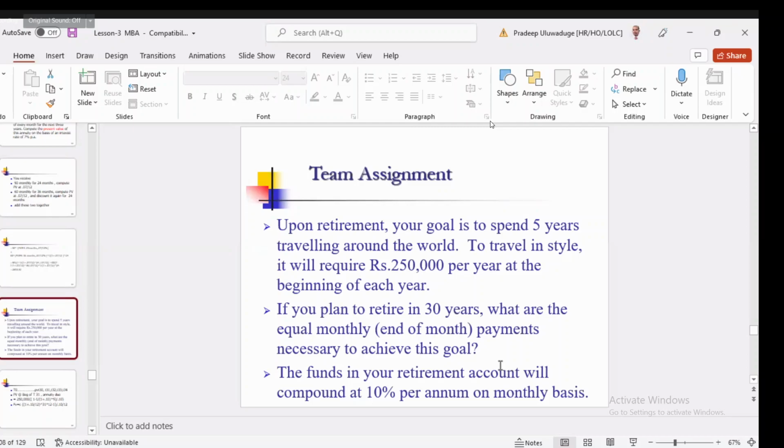Now, how are we to find out? First of all, we must find the amount of money that you need to have saved at the time of retirement, which is in 30 years. In 30 years, as soon as you retire, you need 250,000 that year and five consecutive payments of 250,000 for 5 years. So we have to first find the value, not the present value, it's the value at the end of the 30th year.